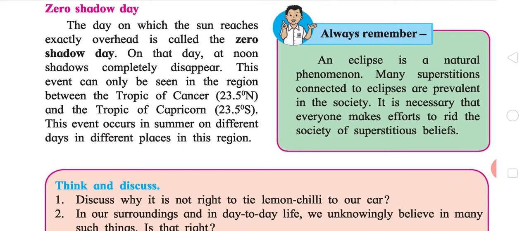Zero Shadow Day. The day on which the sun reaches exactly overhead is called the Zero Shadow Day. On that day, at noon, shadows completely disappear. This event can be seen only in the region between the Tropic of Cancer (23.5 degree north) and the Tropic of Capricorn (23.5 degree south). This event occurs in summers on different days in different places in this region.